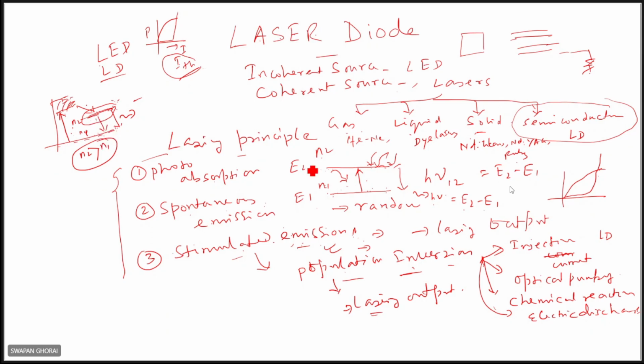This is 3 levels. This is 2 levels. It can be 4 levels also, like this. The pump band, then a short decay. Not only does the transition occur from upper to ground. This is called the upper laser level, this is the lower laser level, and this is the ground level. So here also you can have the transition. This is the 4-level laser, say 0, 1, 2, 3.